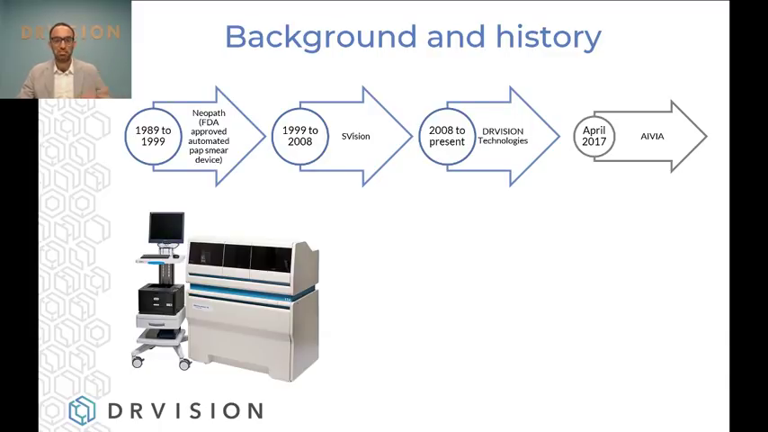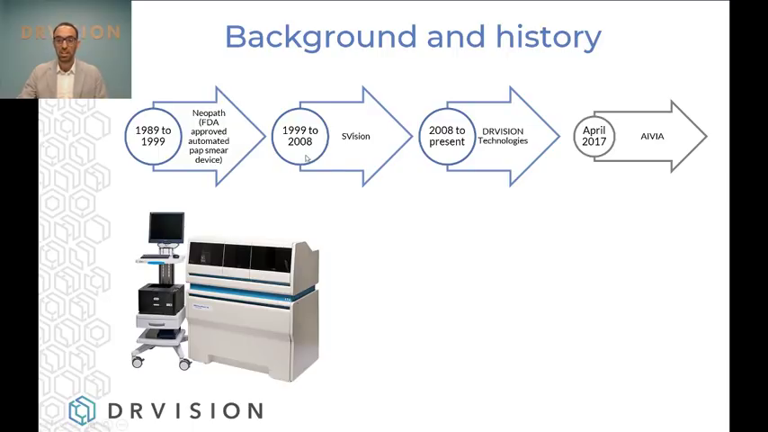The group of people that make up DRVISION actually started working together in the late 80s, and they had a company called Neopath, which made a smart microscope, an automated pap smear screening microscope. You can see it here. It's still sold today by BD Bioscience as Focal Point. So you can still buy it for your lab if you need one like this, and it's still being sold and used worldwide.